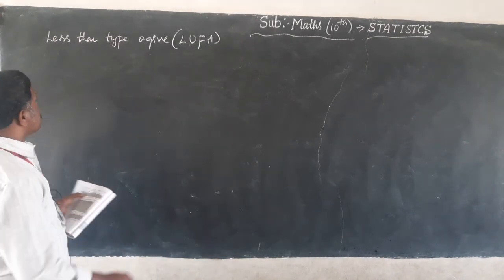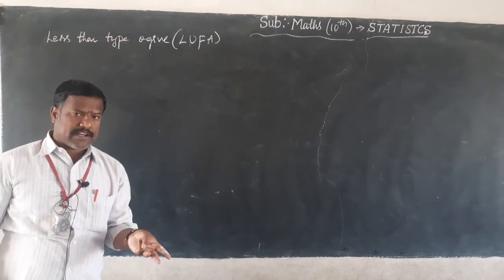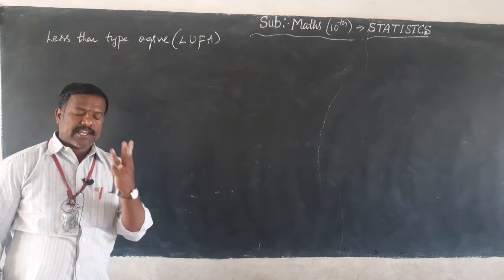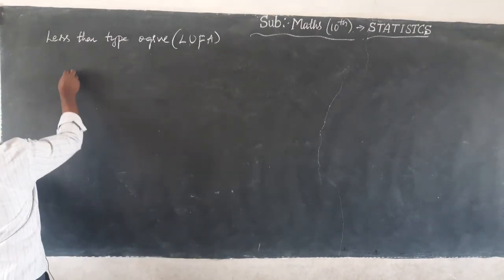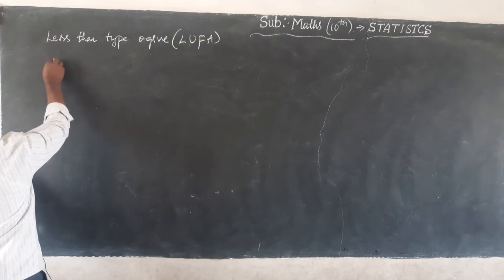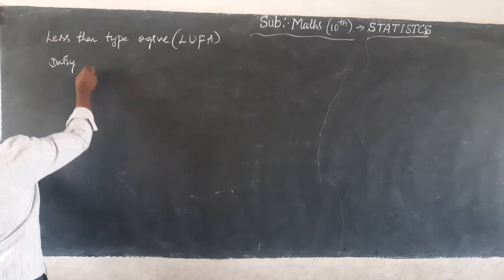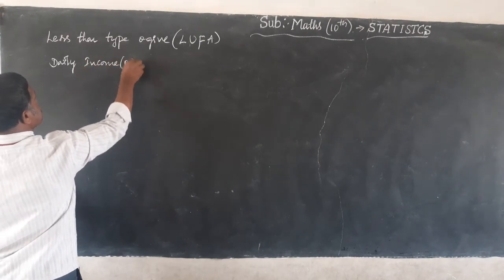Children, here we have 3 columns, either for more than type Ogive or less than type Ogive. Now let me write those columns. The first one is daily income, in rupees. In bracket you can write down class interval.